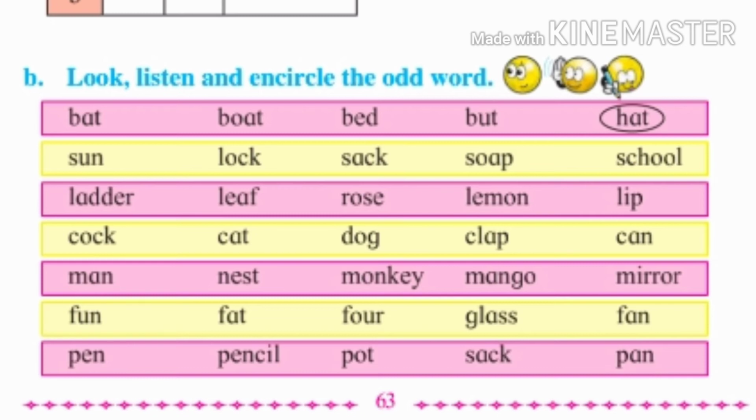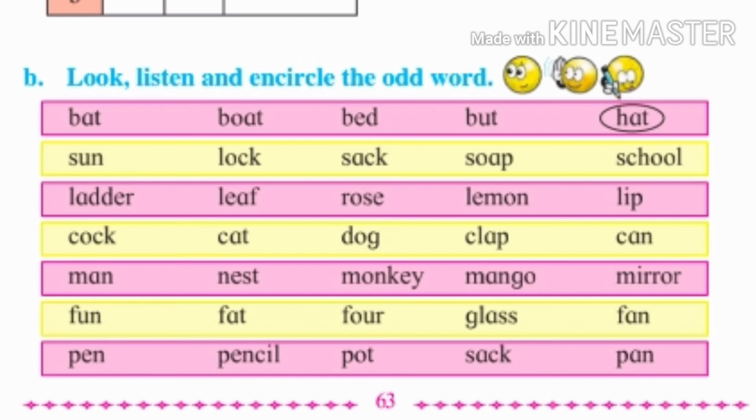Here you can see one example is already done for us. You can see here in the first column some words are given: bat, boat, bed, butt, hat. You can see here all words start with the letter B except hat. Hat starts with H, that's why the circle is already done for it.